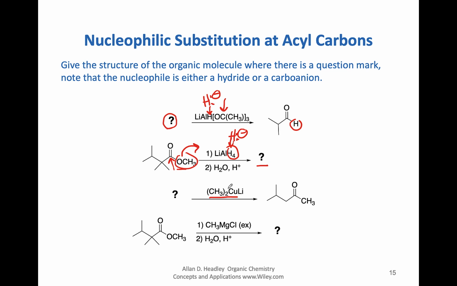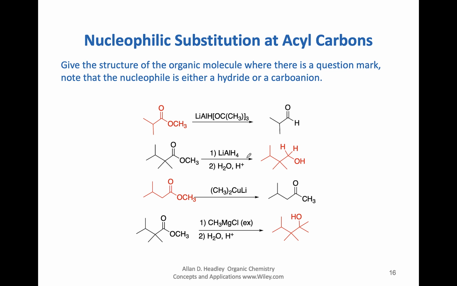Cuprate, Gilman reagent, not as strong as the Grignard. So therefore this is an ester, and here is our methyl group coming from our Gilman reagent. Here is a Grignard reagent, very strong reducing agent, and it's in excess, so we have 2 moles or as many moles as needed. And here's our leaving group, so we can react here and do it twice to get 2 moles here, and after workup we'll get a tertiary alcohol.